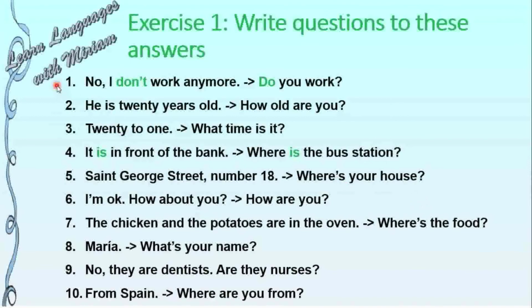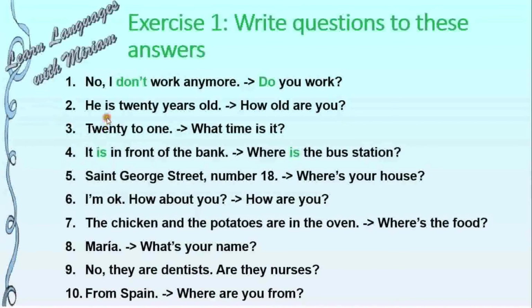First answer was: No. I don't work anymore. So we can write this question: Do you work? Look at the auxiliary verb. We start the question with this auxiliary verb. Then we write the subject and then the verb.